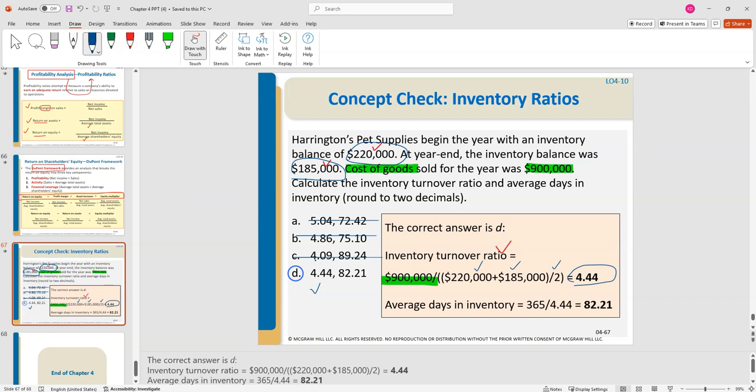But if we then build upon that, we want to figure out our average days in inventory. We take that ratio, we carry it down, 365 divided by 4.44. Hey, our average days in inventory are 82.21 days. Okay, so that's going to be it for chapter 4. We'll finish it up here and we will see you in the problems video.